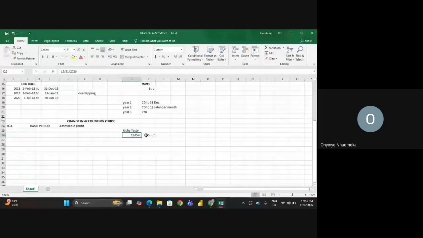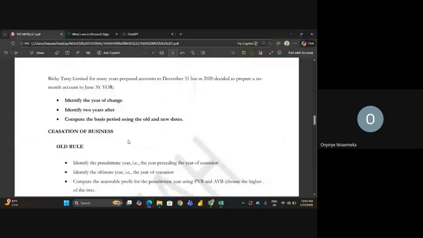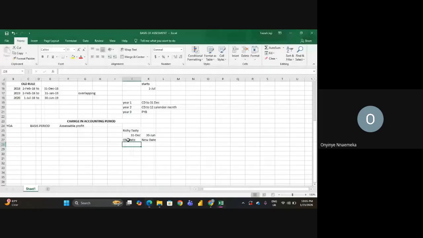So June 30 is their new date. That's a coincidence actually. This is the old date. This is the new date. The requirement says you are required to identify the year of change. I've done that for you now. Under your year of assessment, the year of change is 2020. They have said it in the question.